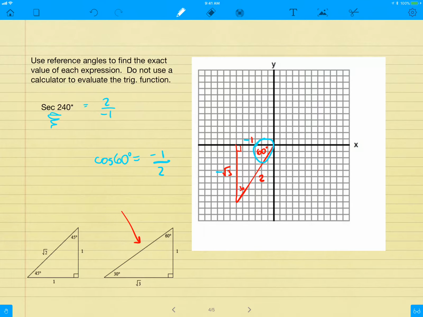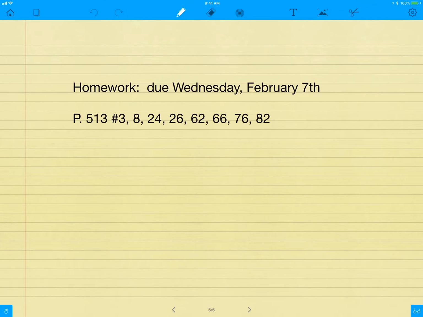All right, here's your homework today. It's due Wednesday, February 7th. You have 8 problems there. 3 and 8, those are the ones where they give you the coordinates. You have to draw them, rough scale drawing, find all 6 trig functions. Again, your angle is always at the origin.